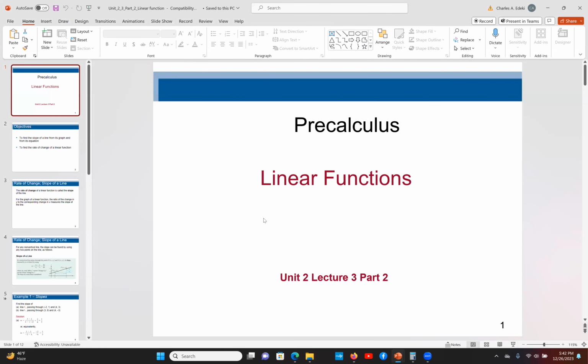Again, this is a very short lecture, and the main goal is to discuss the slope of a straight line or a linear function. So again, I wish everybody the best, and thank you.